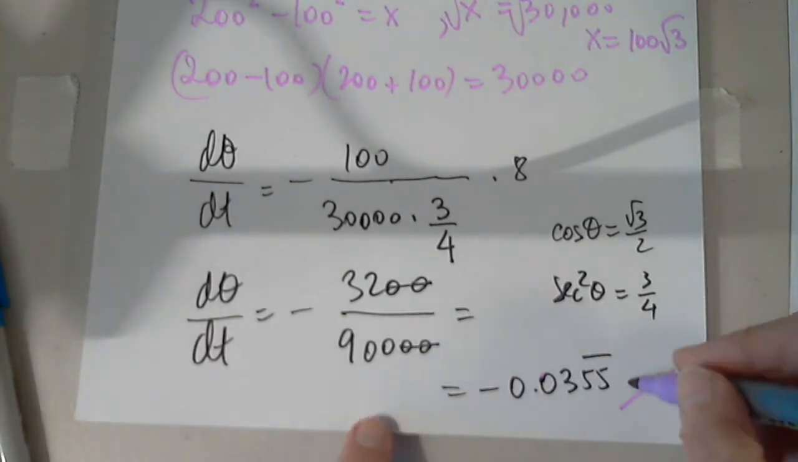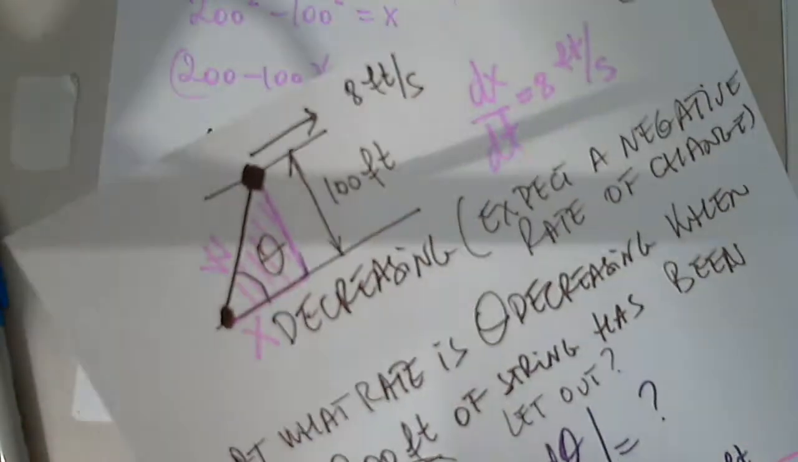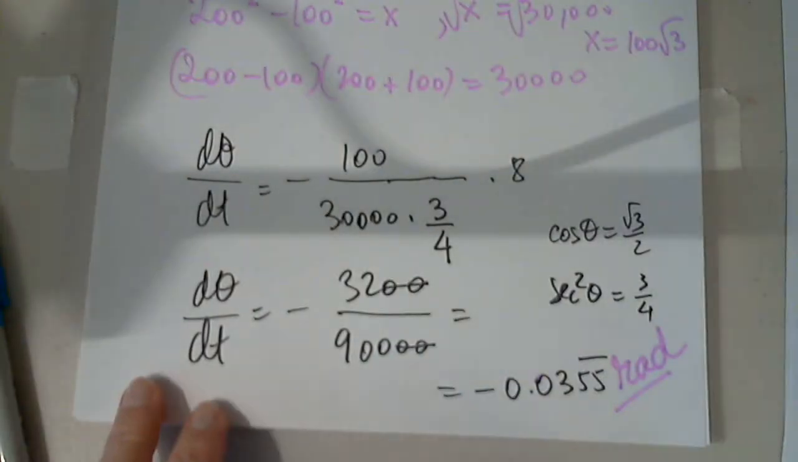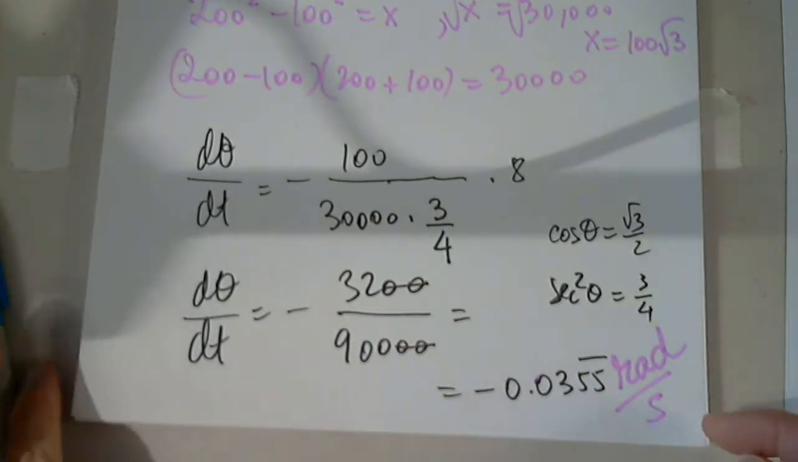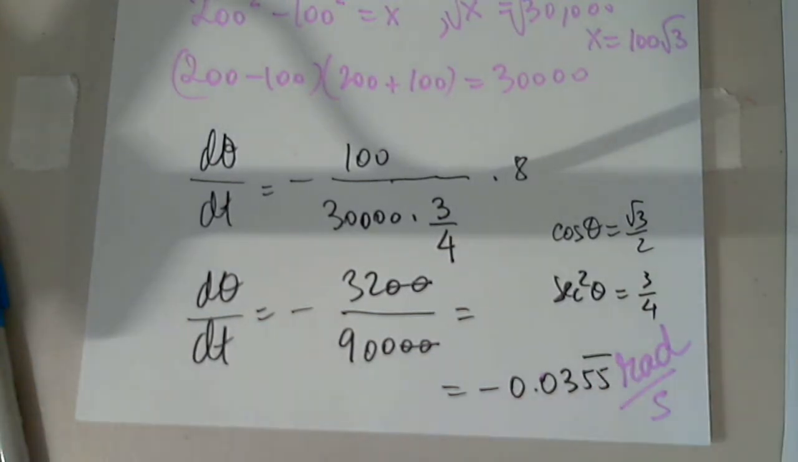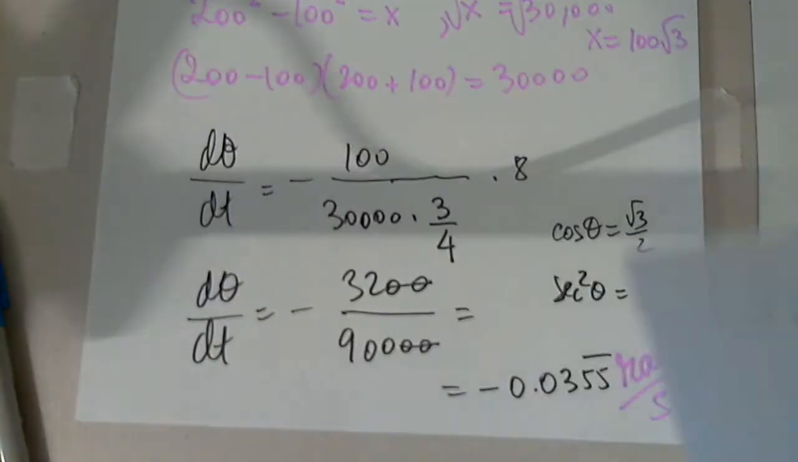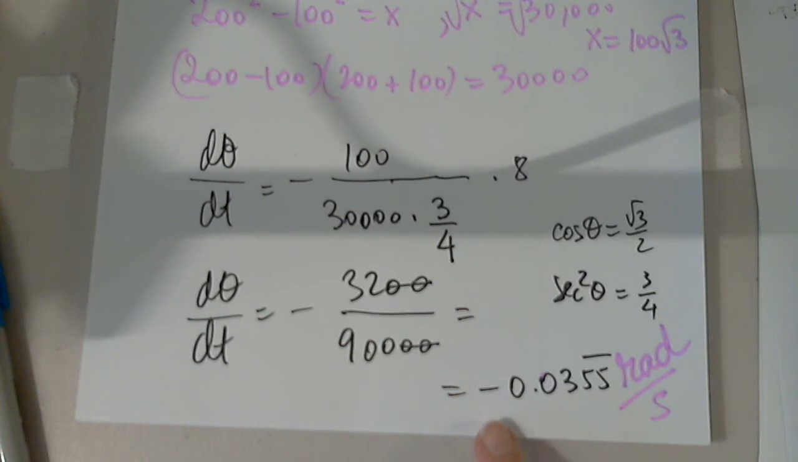What do we measure theta in? Radians. And the time was in seconds. So the more string we allow, the smaller the angle becomes. And when the string has a length of 200 feet, at that instant, the angle decreases, to be exact, by 0.0355 radians per second. At that moment, at that instant.